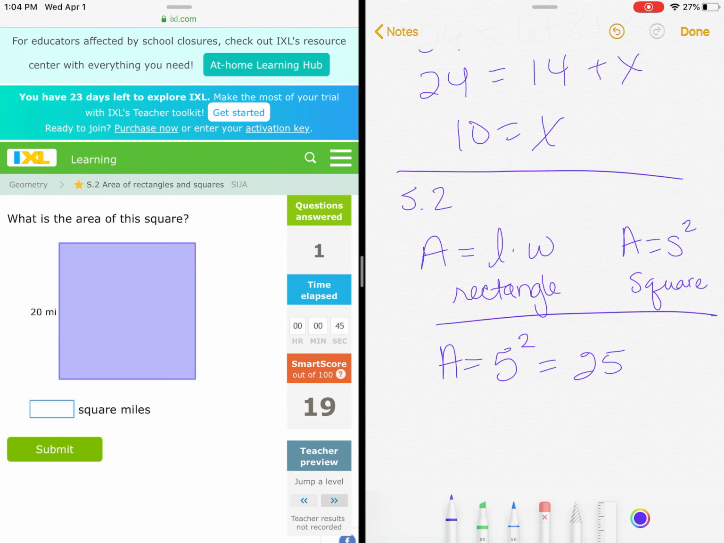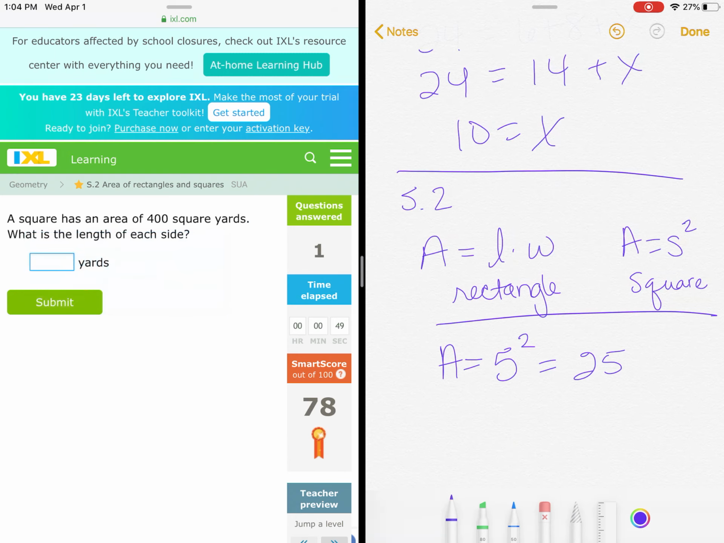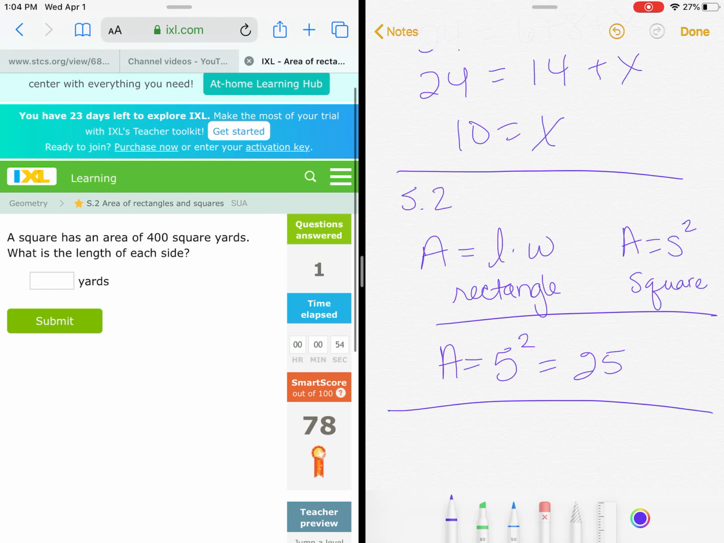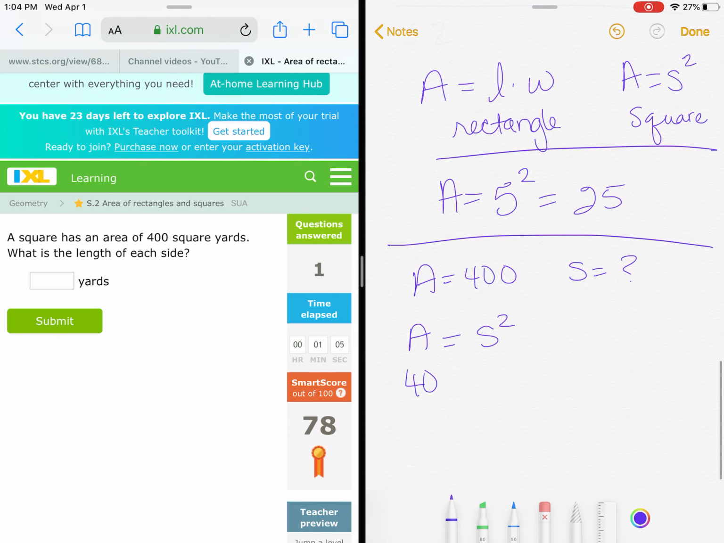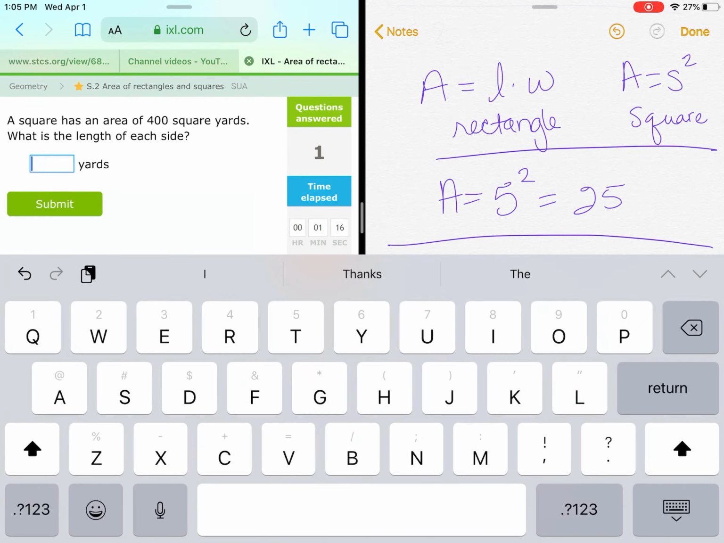Let's see. The square. It's giving me all squares. This one says the area is 400, and it wants to know what the length of the side is. Okay, so if area is s squared, 400 is s squared. Remember to solve. Let's take the square root. So that's going to be 20. Right.